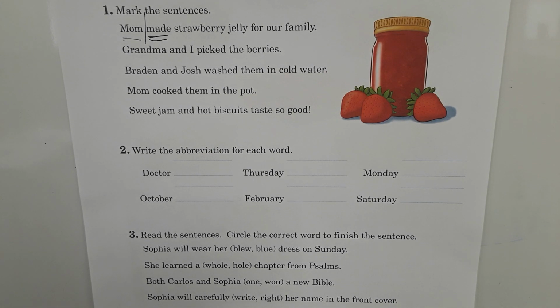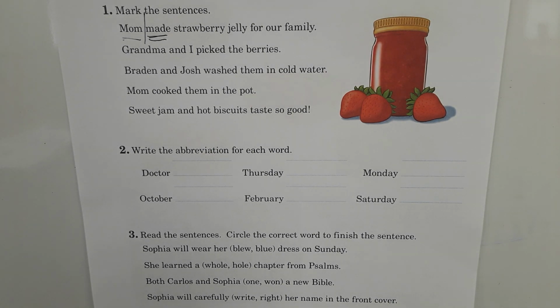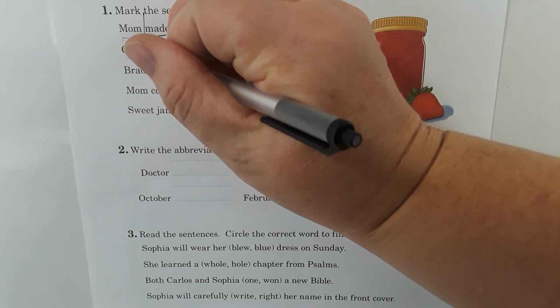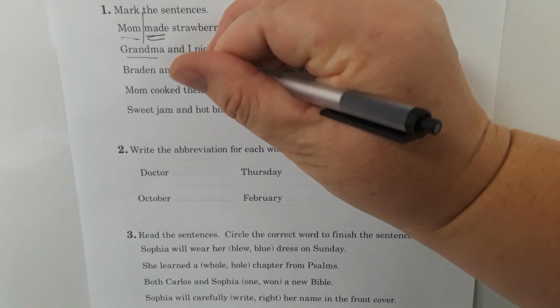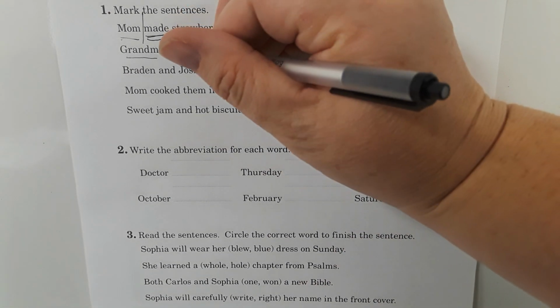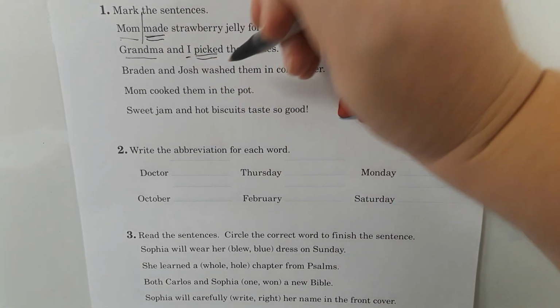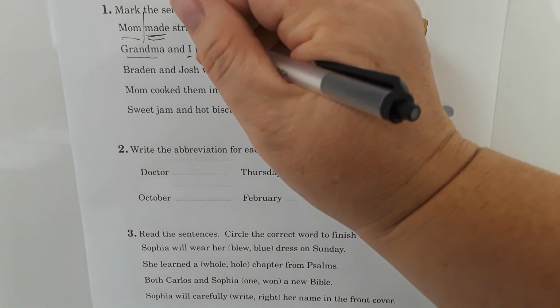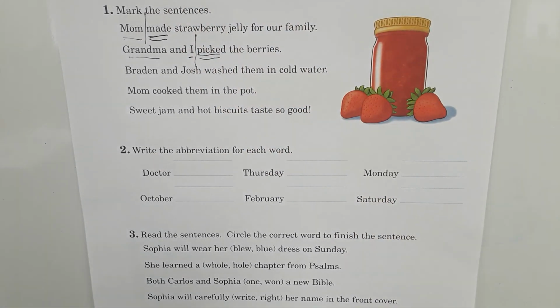Grandma and I picked the berries. What's the subject? Grandma and I. Both Grandma and I tell who. What's the verb? Picked. Picked tells what Grandma and I did. Divide it between the subject and the predicate.